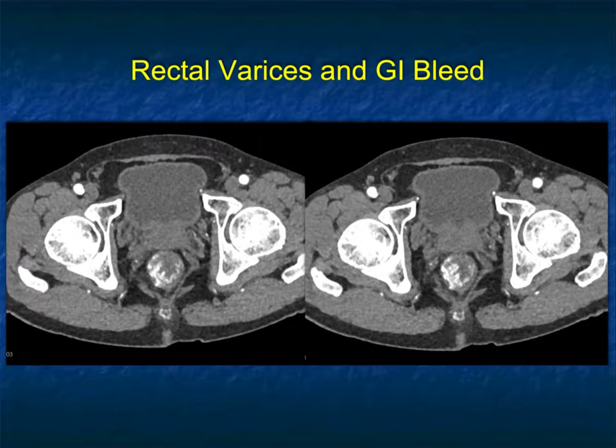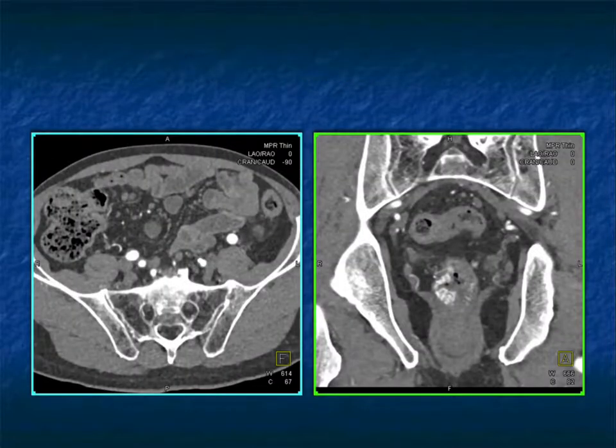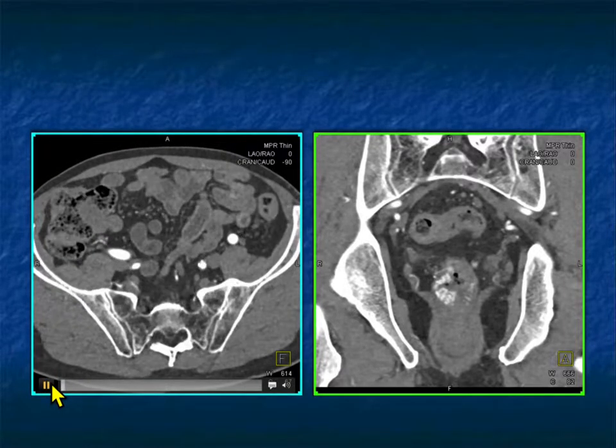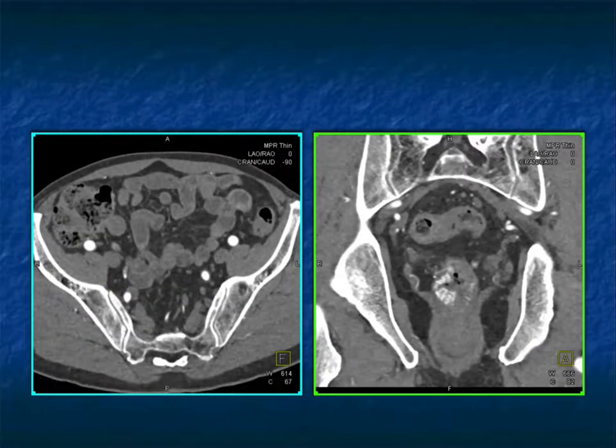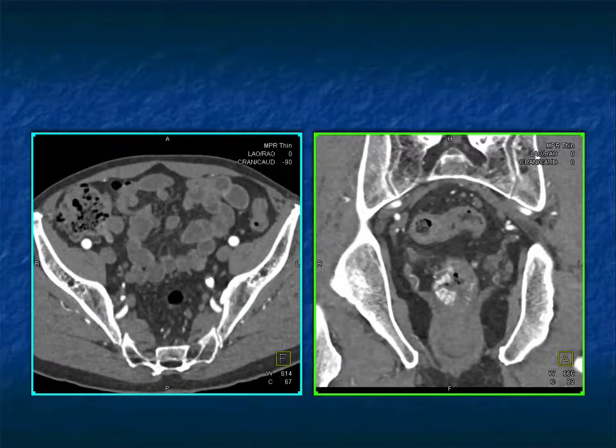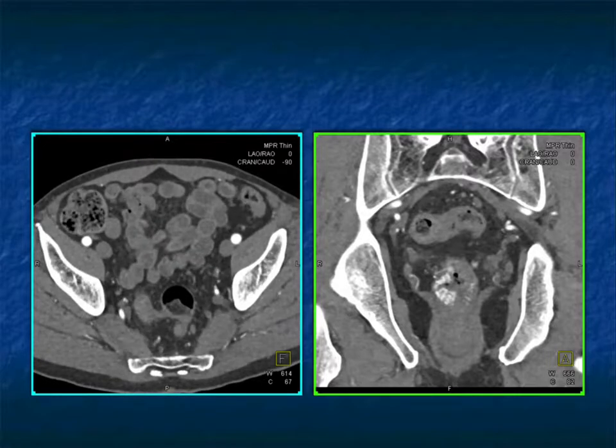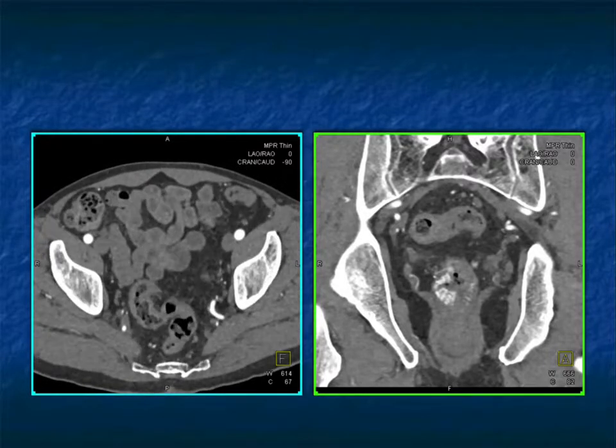Beautiful example of rectal varices in this patient with GI bleed. There's no doubt that's the cause of the GI bleed. Here it is again when you look at the coronal view, and you could follow it down. If you look at this image, you can see very nicely as we go down through the patient's rectum, you can see the enhancement of the normal bowel, both small bowel and large bowel.